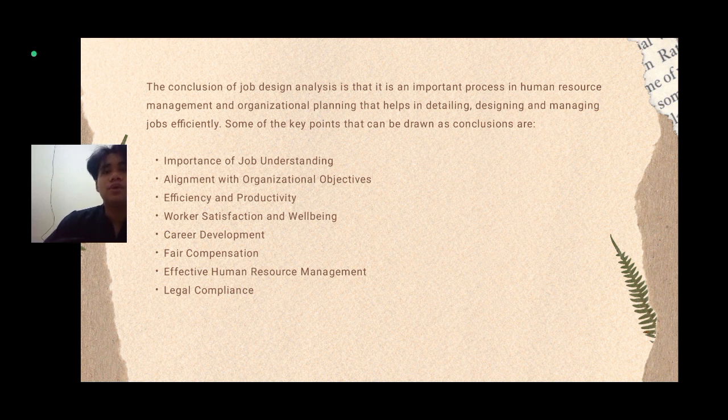The fourth is worker satisfaction and well-being. The fifth is career development. The sixth is fair compensation. The seventh is effective human resource management. The eighth is legal compliance.